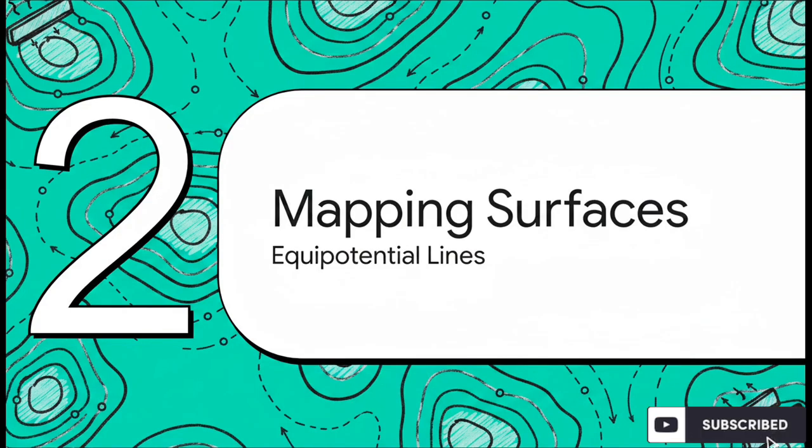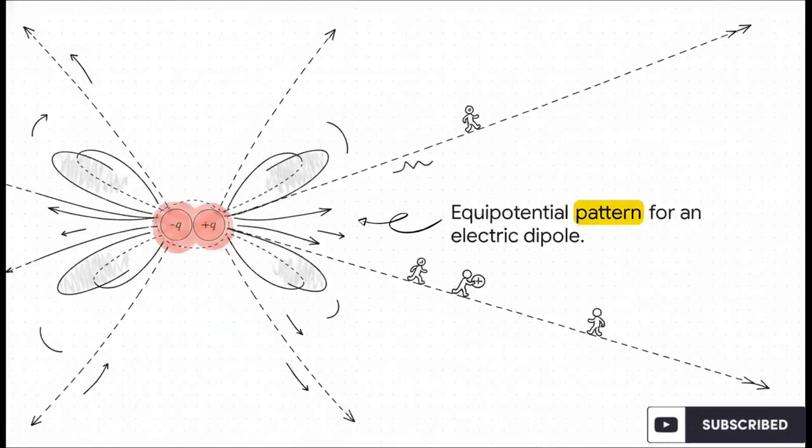Moving right along to Section 2, mapping equipotential surfaces. See those dashed lines forming those really cool symmetric patterns? Those are our flatlands. We call them equipotential surfaces. Because every single point on one of those lines has the exact same potential, it means absolutely zero work is required to move a charge along that surface. You're literally just walking along a perfectly flat ridge, never going up, never going down.